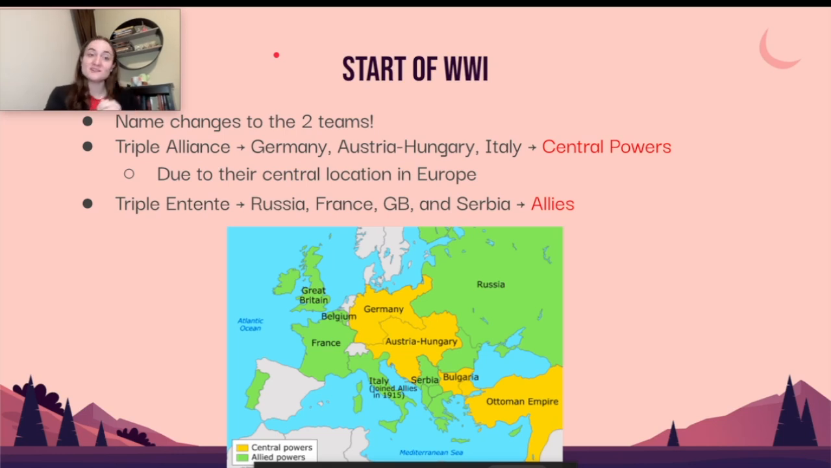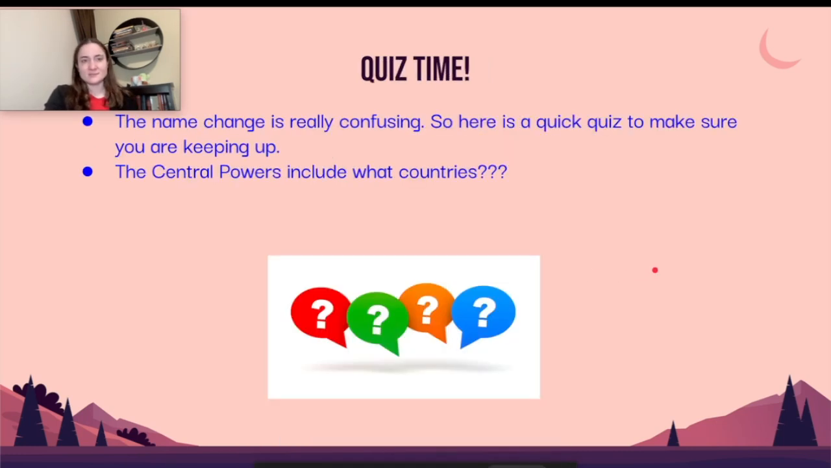To make it even more confusing, there's a name change with both of these sides. So the Triple Alliance, which was Germany, Austria-Hungary, and Italy, changed their name to the Central Powers, which kind of makes sense because they're in a central location in Europe. The Triple Entente, which was Russia, France, Great Britain, and Serbia, changed their name to the Allies. So the name change is really confusing.